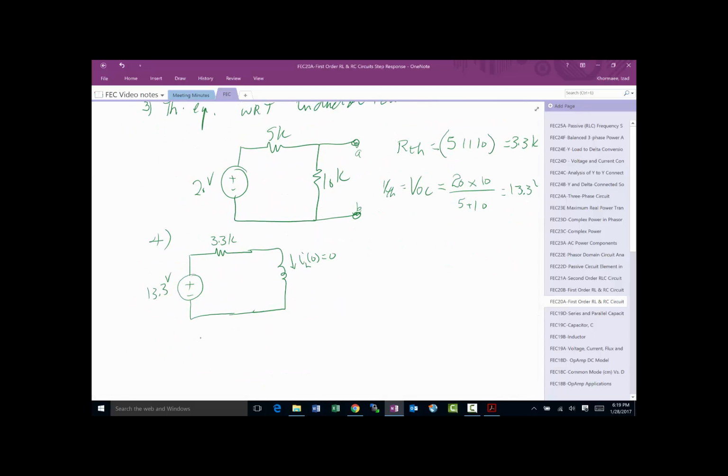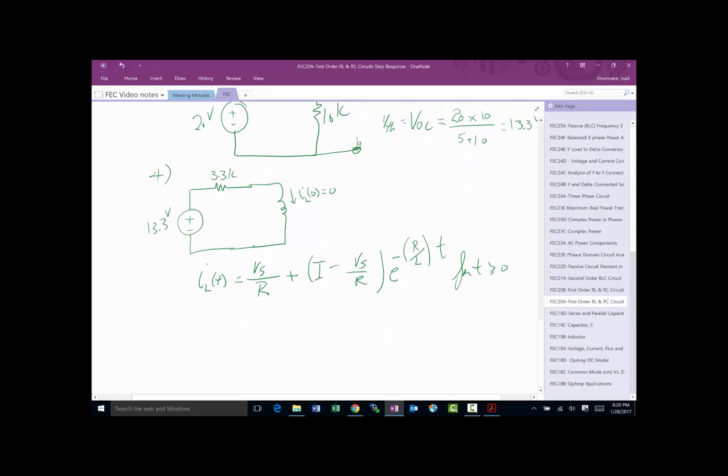So all I have to do is say, okay, let's say they were asking for I, just to make life simpler. So IL at time t is equal to Vs, which is now 13.3, divided by R, which is 3.3, plus the initial condition, which was 0 in our case, minus Vs over R, times e to the minus R over L t. I'm just writing that equation for this, and this is for t larger than or equal to 0.